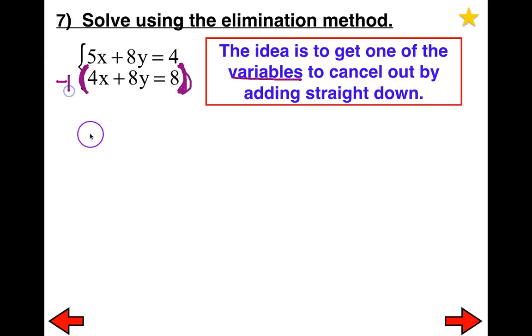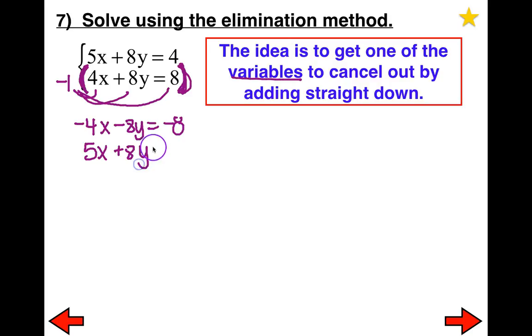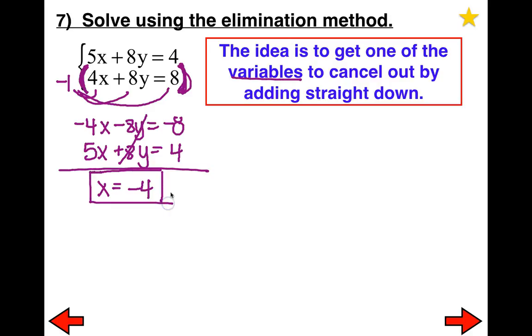So I'm going to go ahead and distribute my -1. So that's going to give me my -4x minus 8y equals a -8. Now that I have this change, I'm just going to go ahead and rewrite this first one underneath it. So I have 5x plus 8y equals 4. Now you're going to notice that the y's are inverses of each other, so they are going to cancel each other out, leaving me with x equals -4. While that was nice, it kind of just solved it for us right away.